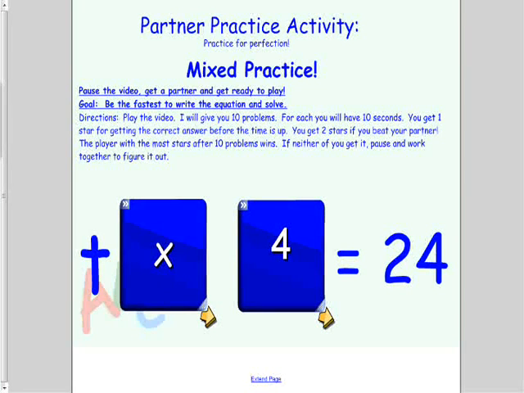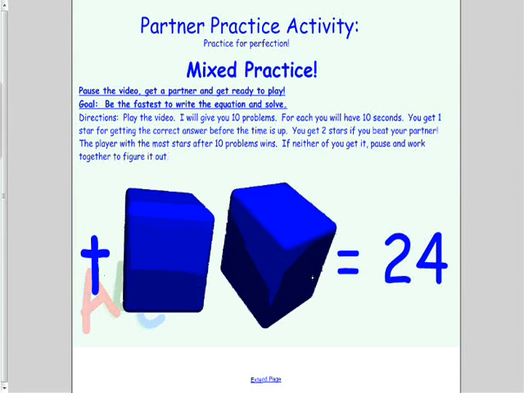T times 4 equals 24. Go. All right, the opposite of times 4 is divide by 4. Divide this side by 4, and t equals 6. Next problem.